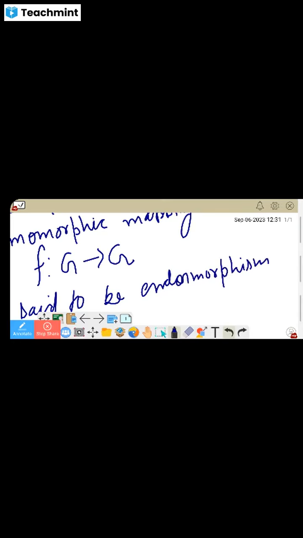Actually, endomorphism and epimorphism are not directly in our syllabus, but we have homomorphism and isomorphism in our syllabus. But since these are types of the homomorphism, that is why we are doing them in brief. Isomorphism and homomorphism we'll do in detail. So this is endomorphism, a mapping from G to G, means itself.